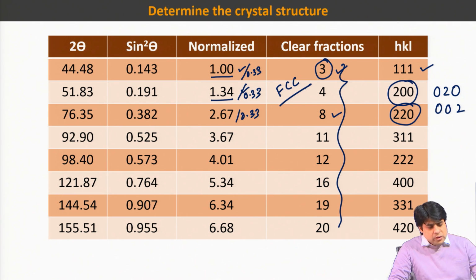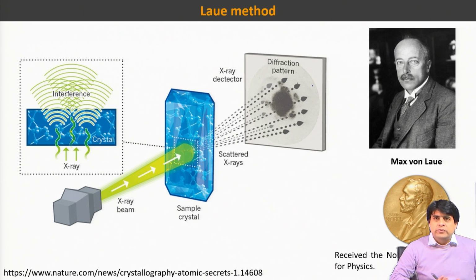So, in this way you can easily calculate the HKL value, and there is a second type of method which is also used in mineralogy in earth sciences, that is the Laue method. The Laue method is very useful when you have a single crystal and your material is tiny. This is a photograph of Professor Max von Laue, a German physicist, and for his contribution in the field of X-rays, he received a Nobel Prize just 1 year before the Braggs, the father and son duo.